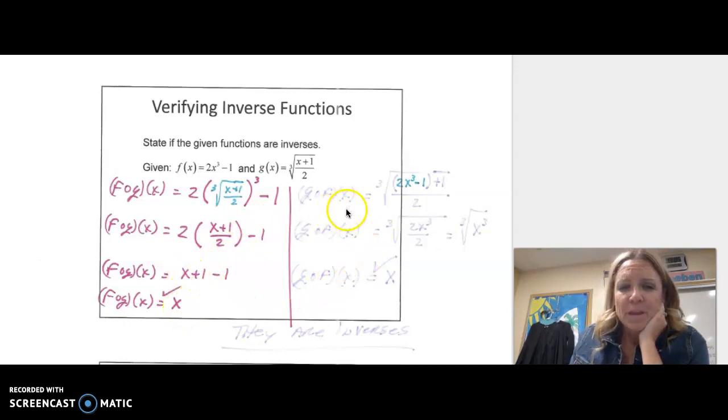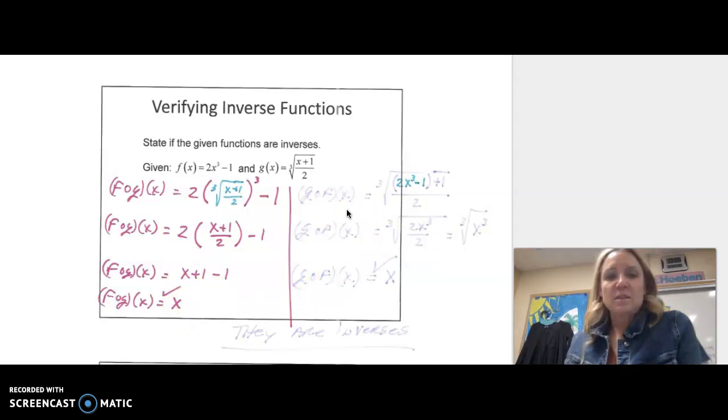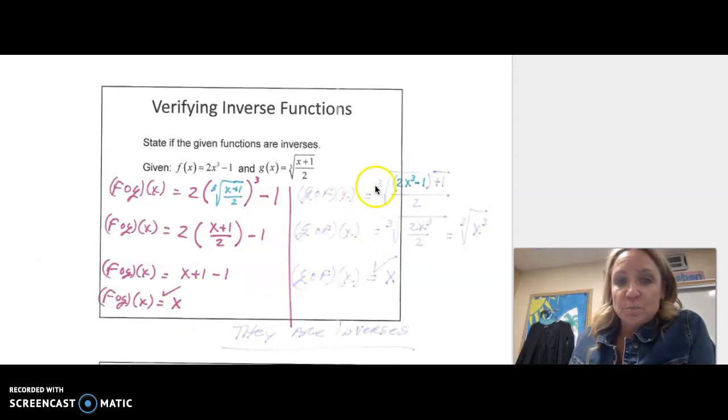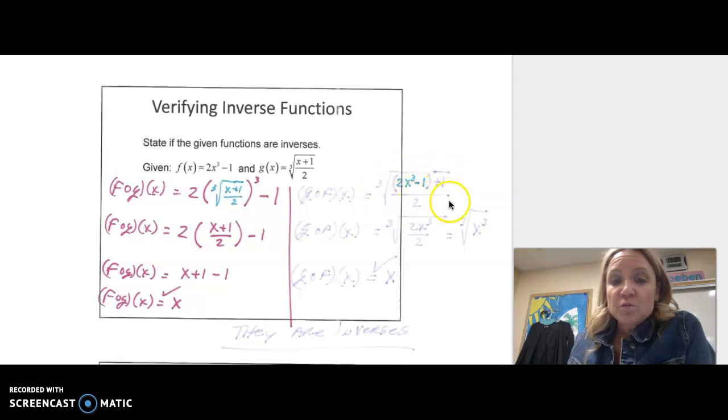Okay? Let's try the inverse and see if it's true. Okay, so now we're going to take this 2x cubed minus 1. We're going to plug it in right here for this x. And so we're going to say the cube root of the 2x cubed minus 1 plus 1 all over 2. The minus 1 and the plus 1 are opposites, and they go to 0, leaving us with 2x cubed.